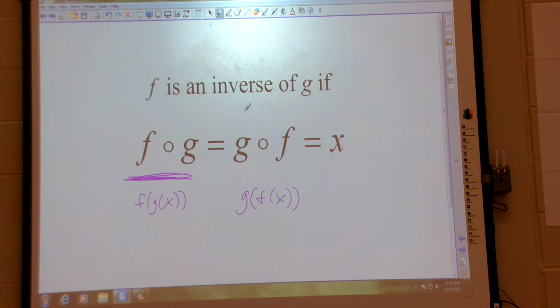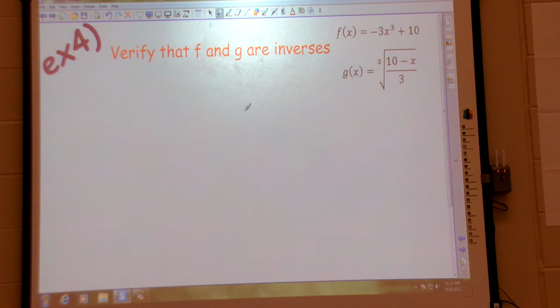Then you do the same for the other one. You put the other function in the one. Simplify, you should get x. Now remember, you can only cancel one thing at a time. So I think we have one of these and then we're done. Yep. Let's go ahead and do one.